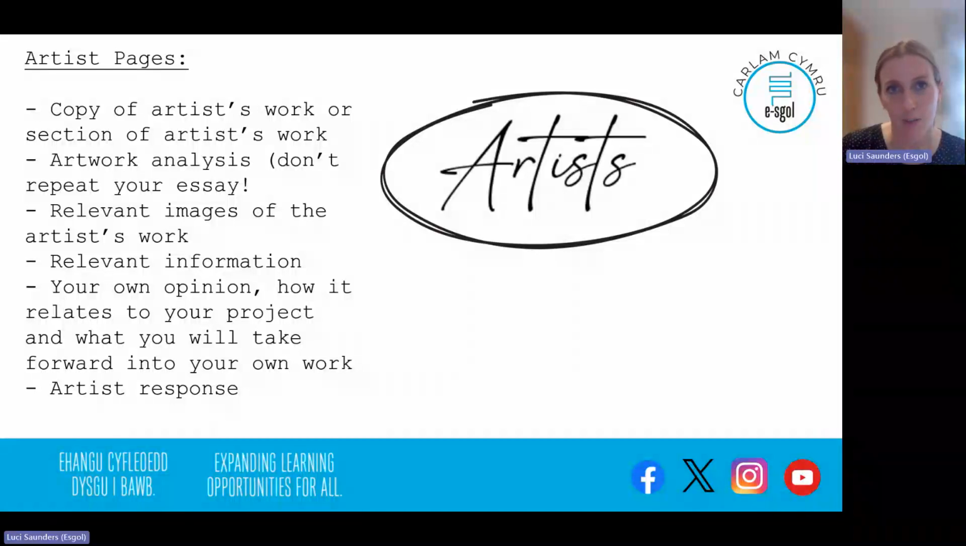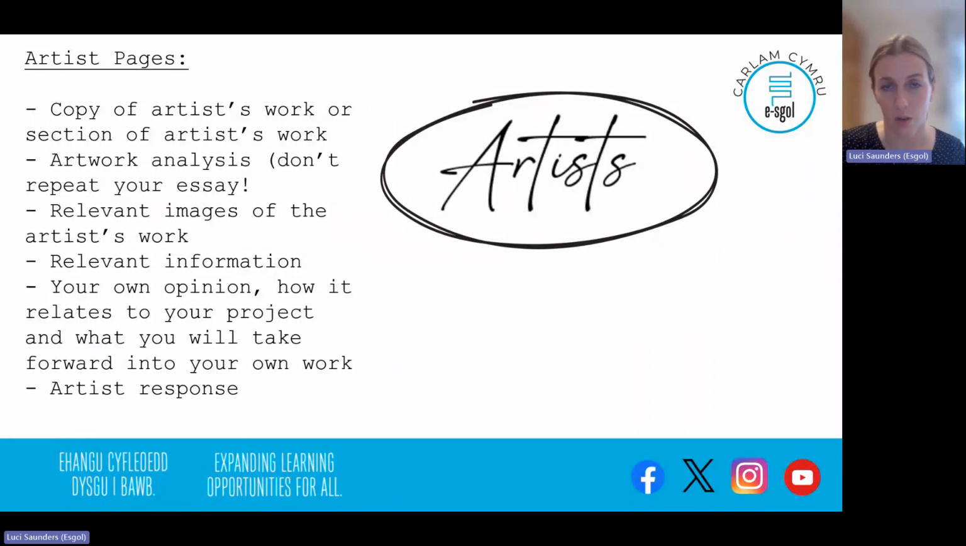Relevant information, so relevant writing about the artist's work, quite specifically, not just about their life, and relevant images that are meaningful to what you are learning from them. As well as that, your own opinion, how it relates to your project, what it is about that artist and artwork that you are going to be taking forward, and an artist response, which we'll come back to. So roughly, those are the kinds of things that you might expect to see on an artist page.